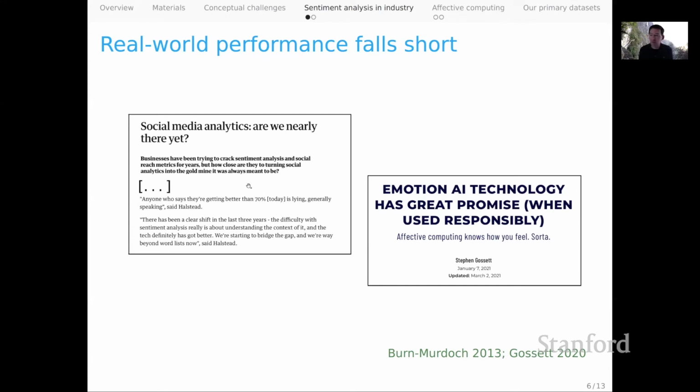For whatever notion of 70% we have here, I think we can agree that that's too low, and that we as a field ought to be offering tools that are better. This is another kind of equivocal headline. Emotion AI technology has great promise when used responsibly. Affective computing knows how you feel, sorta. The sorta is kind of like the equivalent of 70% here.